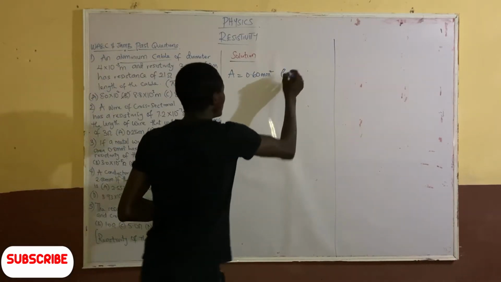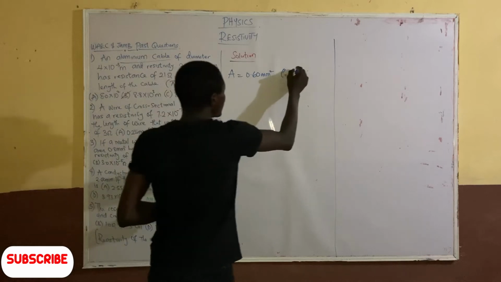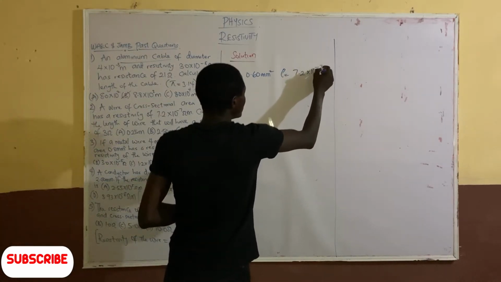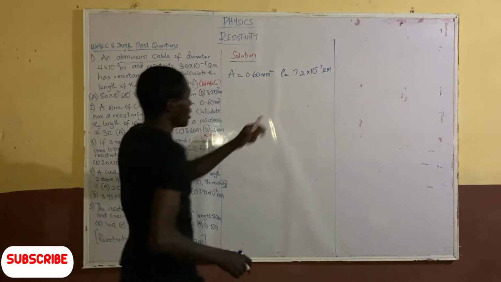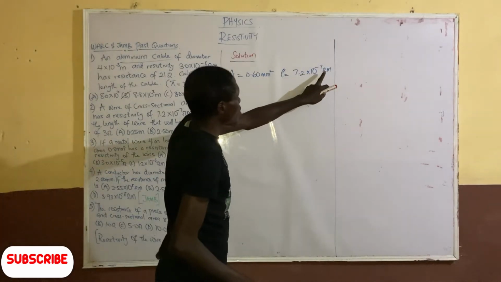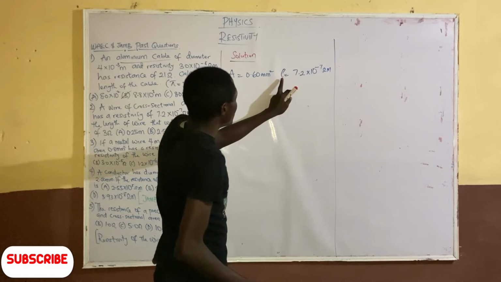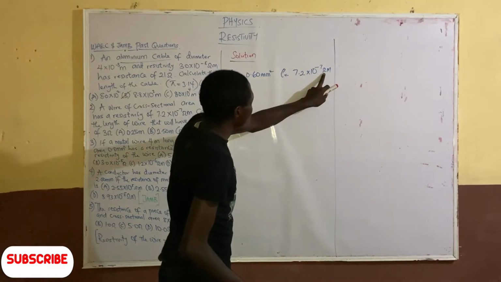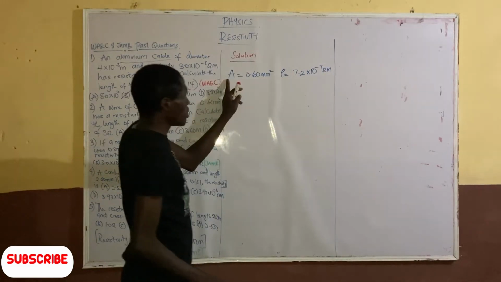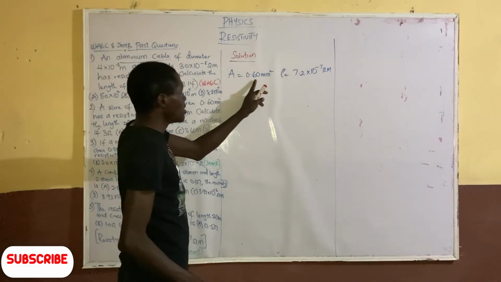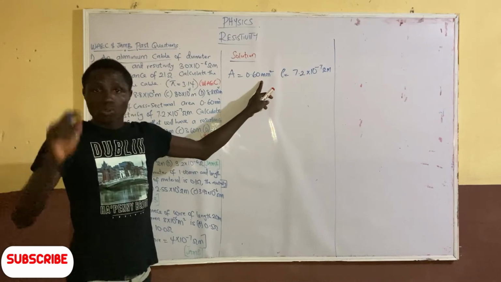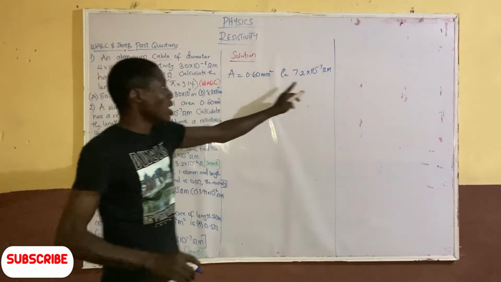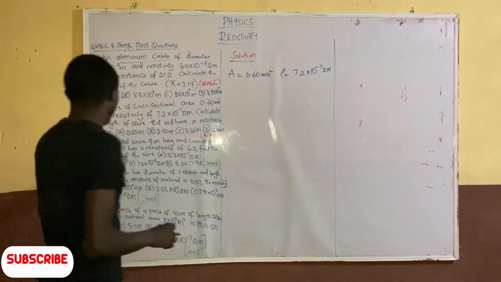7.2 times 10 raised to the power minus 7 ohm meter. And the area is equal to 0.60 millimeter squared. So it means that we have different units here: millimeter squared here and meter there. So take note of that.